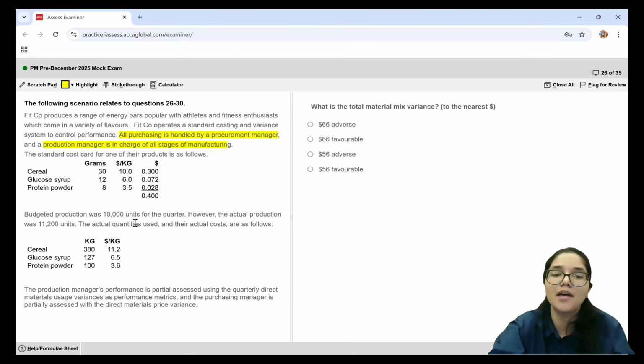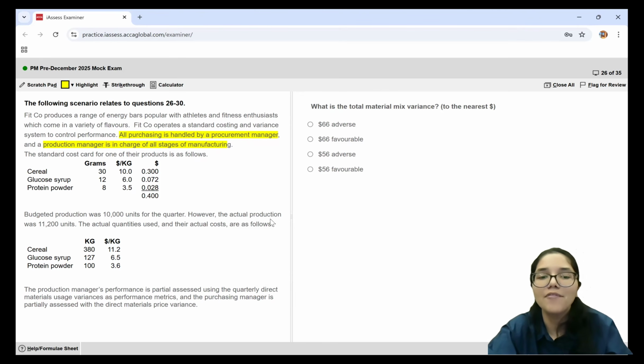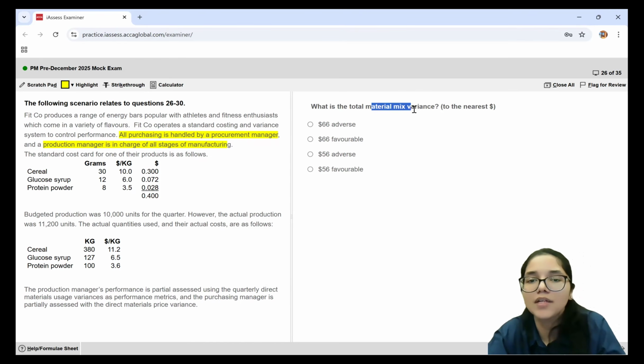Budgeted production was 10,000 units for the quarter. However, the actual production was 11,200 units. The actual quantities used and their total costs are as follows. The production manager's performance is partially assessed using the quarterly direct materials usage variances as the performance metric, and the purchasing manager is partially assessed with the direct material price variance. So the very first question wants me to find out the total material mix variance.